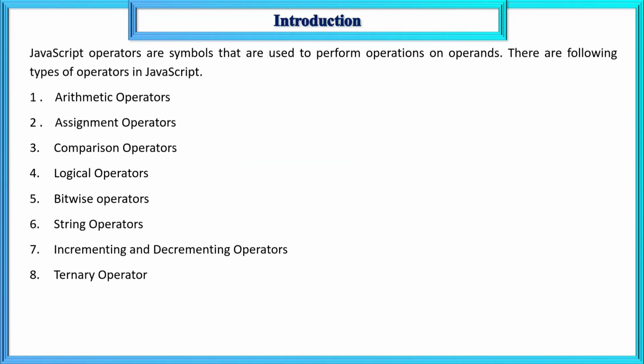What do you mean by operator? Operator is simply a symbol to perform some operations on the given operands. We have different types of operators available in JavaScript. We will discuss each and every one in detail.